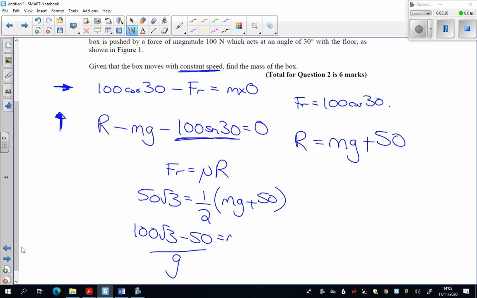So I've just got to do some rearranging now then. I'll times it by 2. I'll take away the 50. And finally I'll divide by g. And the answer when I get all of that is 12.57. One last thing to do is we need to round this to 12.6 kilograms. If you left it like this, it was considered too accurate.